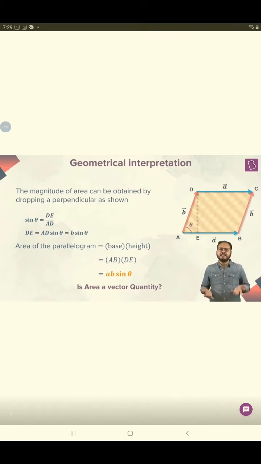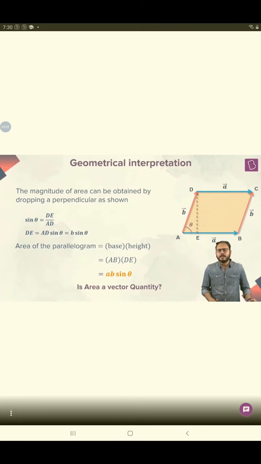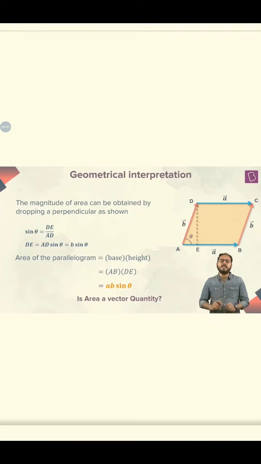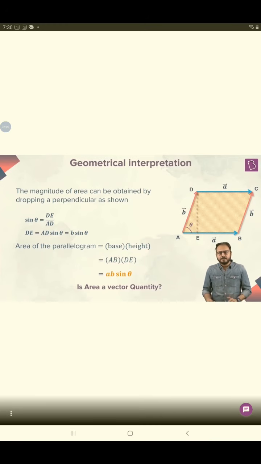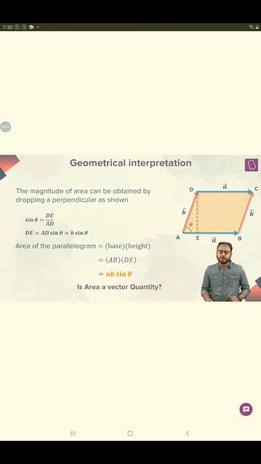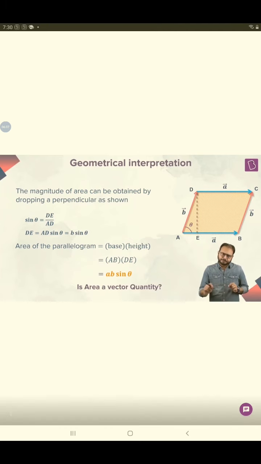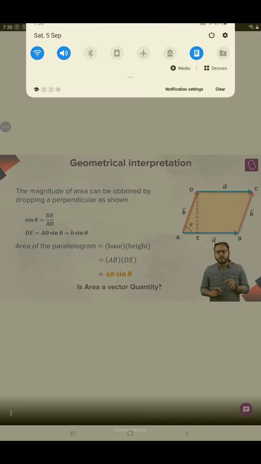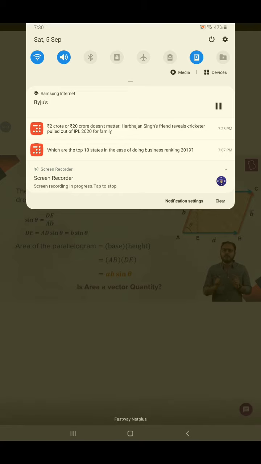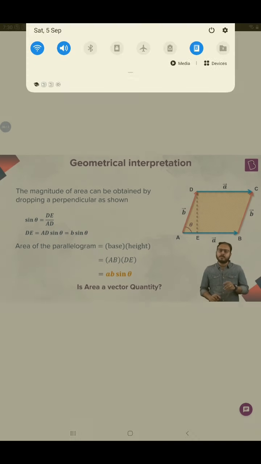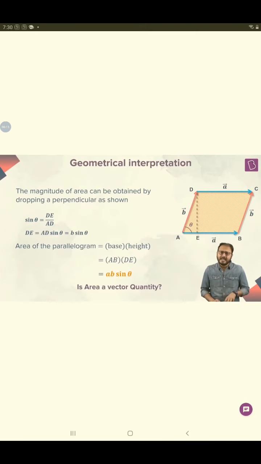Fair. There is a sin theta here. What about n cap then? Last question please. Is area a vector quantity? Let me give you some beautiful insight. Length, area, volume. Length AB, it matters whether you are going from A to B or B to A. Length is a vector quantity. Is area a vector quantity?